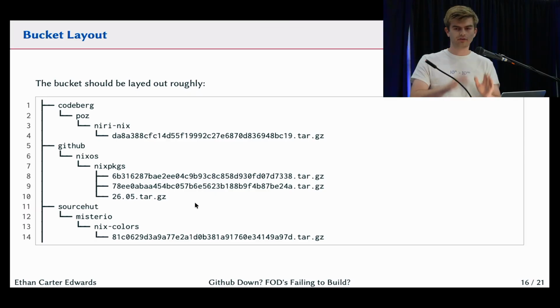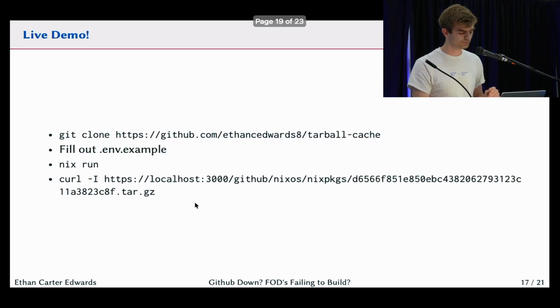And the bucket layout is roughly like this. We're just creating folders and then dumping the tarballs with their associated commit hashes or tags into the bucket so that we can download them easily. Very easy to introspect and audit as well.